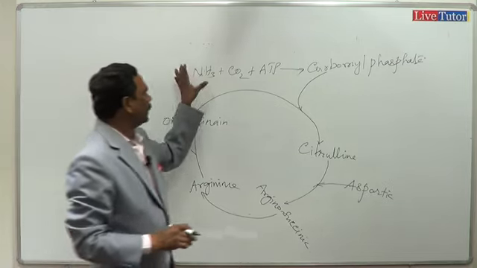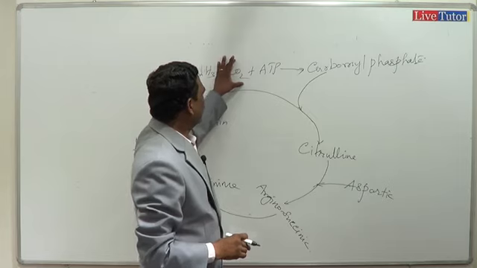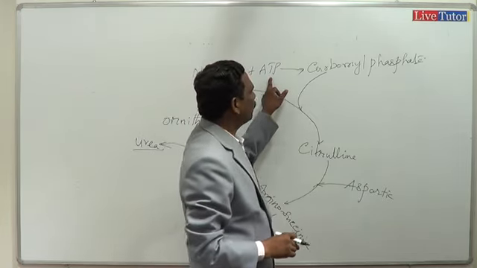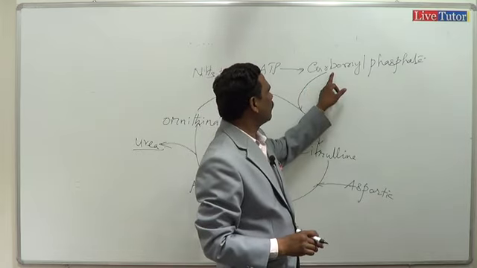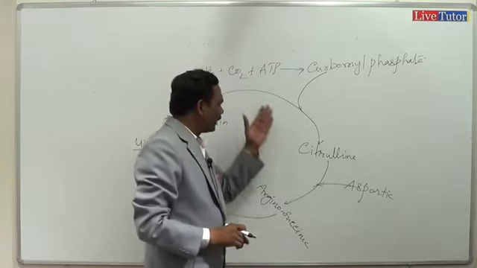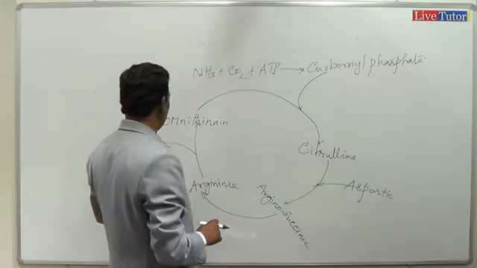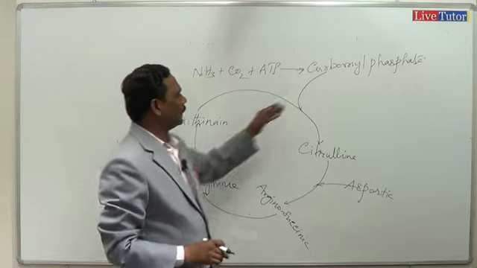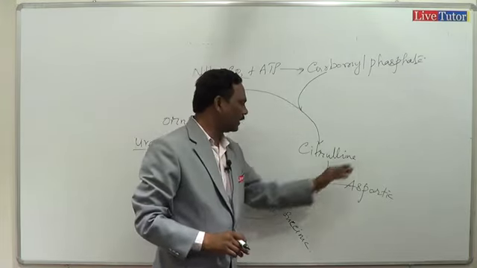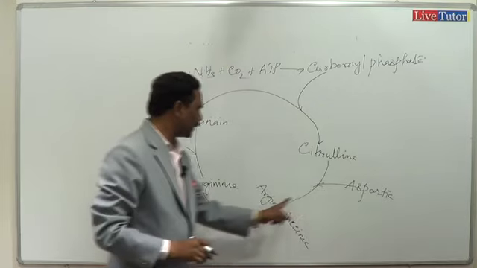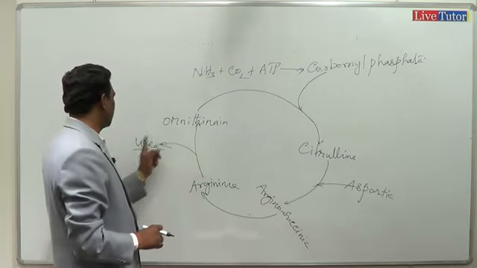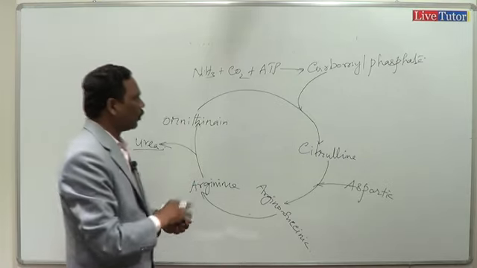So now you know the ammonia is combined with the carbon dioxide. In the presence of ATP molecule, it is synthesized. One compound is called carbamyl phosphate. The carbamyl phosphate enter in this ornithine cycle and form the urea. So carbamyl phosphate react with ornithine and form the citrulline. Citrulline react with aspartic acid to form arginosuccinic acid. Then it become arginine. Arginine it become urea and ornithine.